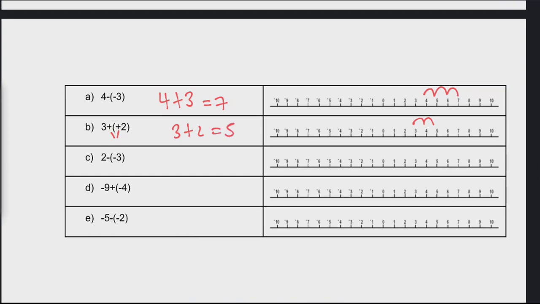Okay, the next one is 2 minus -3. What do two negatives make? Two negatives make a positive. So that becomes 2 plus 3. So we want to start on 2 and we want to move right 3 places. 1, 2, 3, and we get 5.